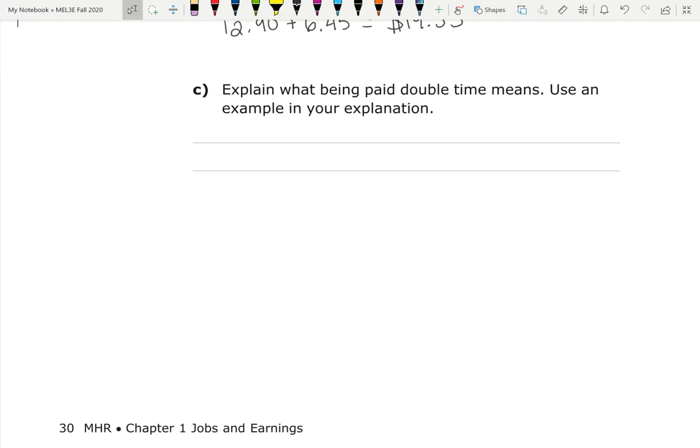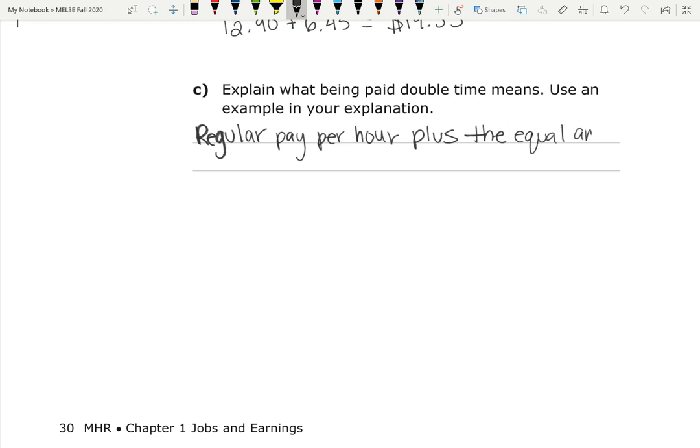Explain what being paid double means and use an example. So you're going to take your regular pay per hour, and you're going to add the same amount. Or, if it's easier, you take your regular pay per hour, and then you multiply by 2.